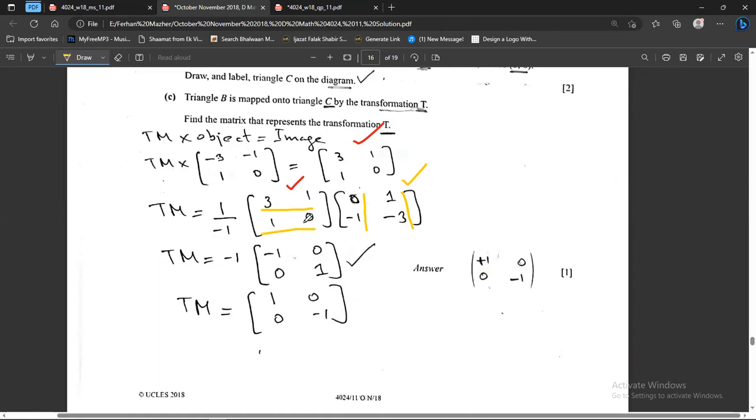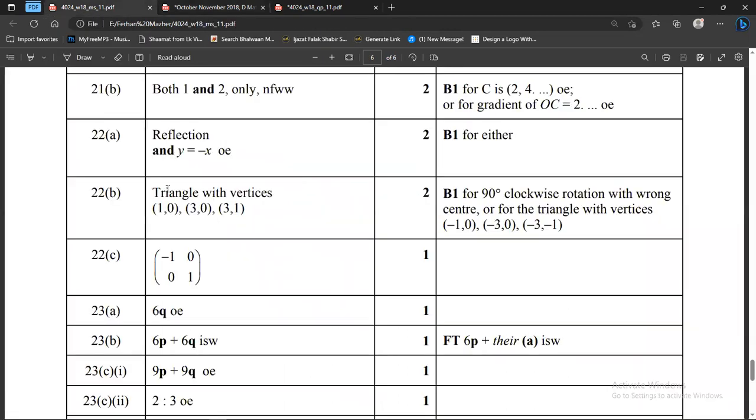Then this row will multiply. 1 zeros are 0 plus 0 -1 are 0. 0 plus 0, that will be 0. So then this row will multiply with this column. It will be 1 into 1, and that will be 1, plus 0 into -3, that will be 0. So it will be 1. So when you divide it with the -1, it will become 1. This will become 0. This is 0. This will become -1. So this is the matrix 1, 0, 0, -1, 1.